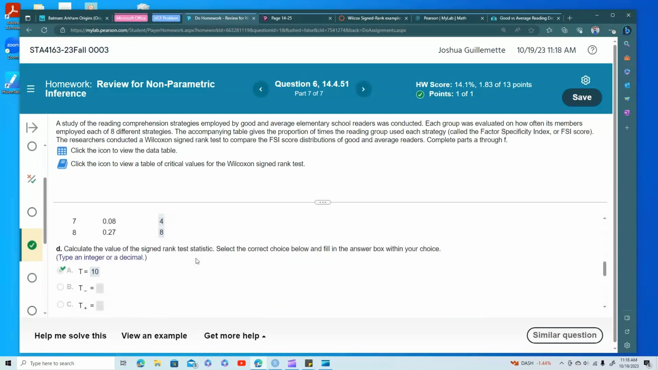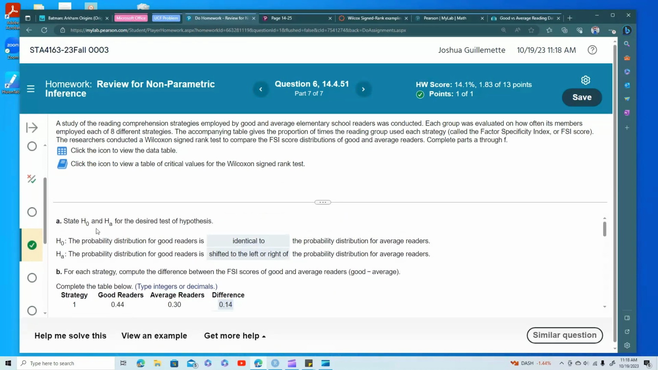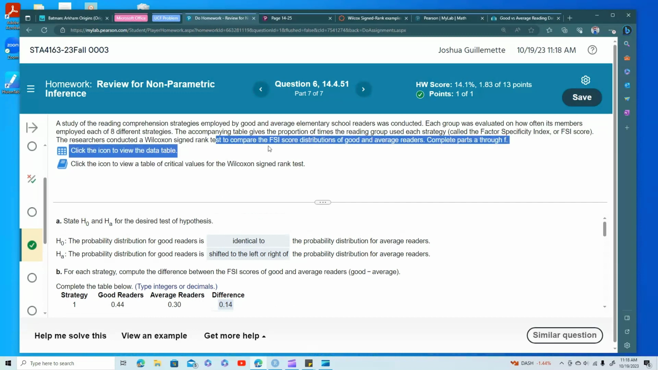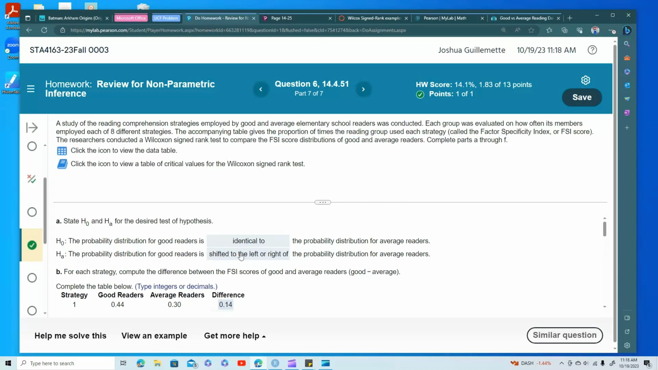So, for this particular problem, obviously the comparison is going to be shifted to the left or the right. It's going to be the not equal to, and the null is always going to be identical.